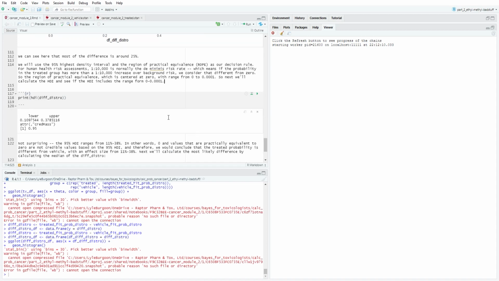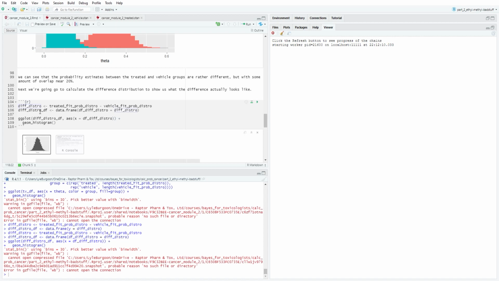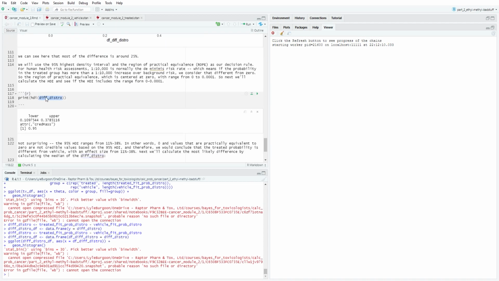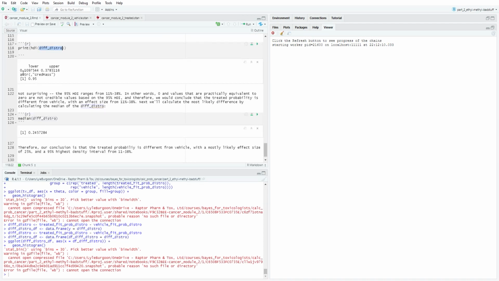That's how this works. If you remember, we do the HDI function, and we're going to feed it in diff distro. Remember, we create diff distro up here. We're going to feed that in, and here you go. That, ladies and gentlemen, is our 95% highest density interval. It goes from 11% to 38%.